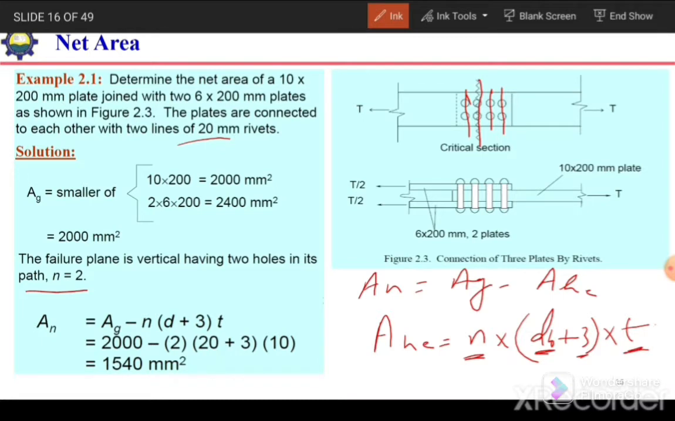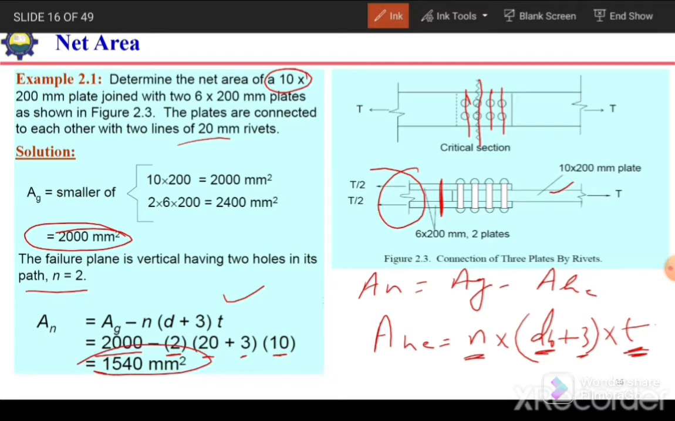And t is the thickness of plate. In the case of this plate, because the 2000 millimeter square area governs, we need to consider this 10 millimeter thickness. If the area of the two plates governed, then we would need to consider the combined thickness of these two plates. So here we will consider 10 millimeter. So here 2000 millimeter square is the gross area, n is 2 bolts, d is 23, plus t is 10. So from here we can find the net area.